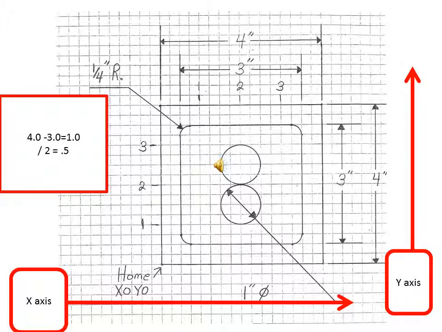Notice the direction for the x-axis is horizontal. The direction in the y-axis is vertical.